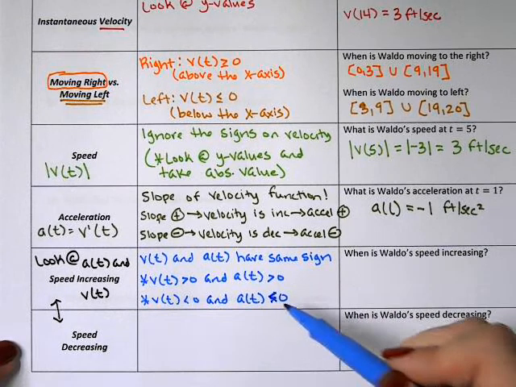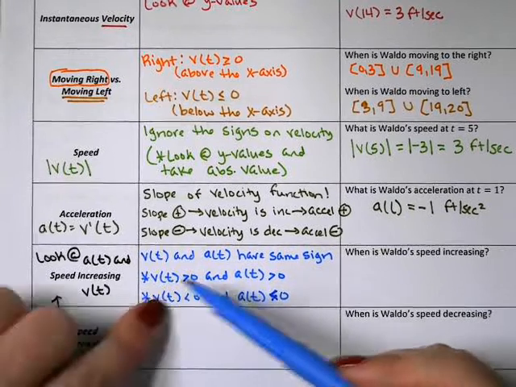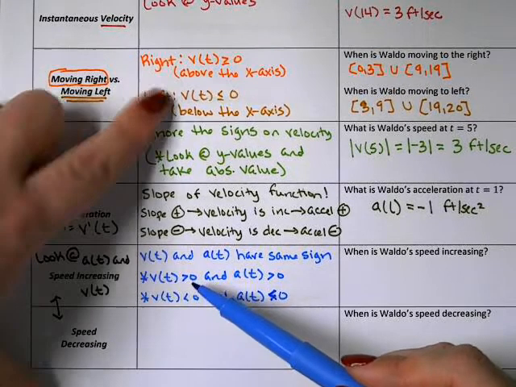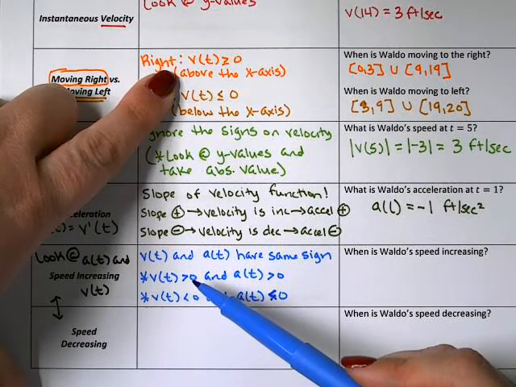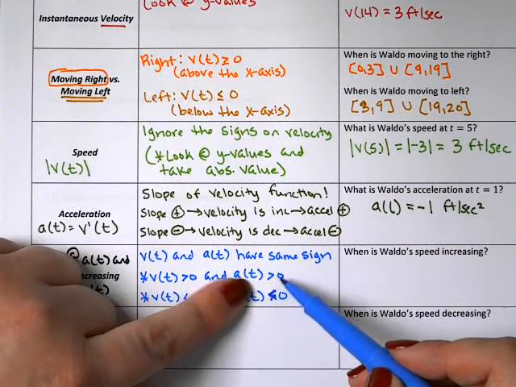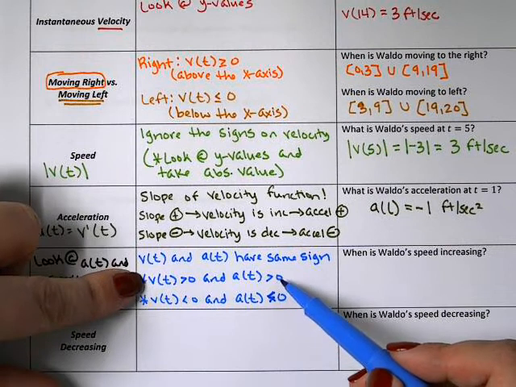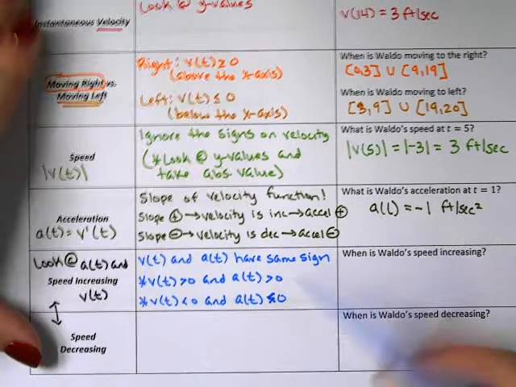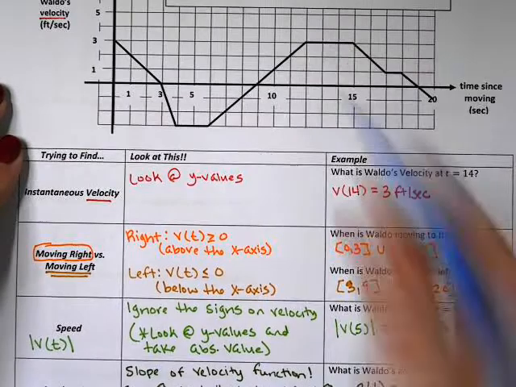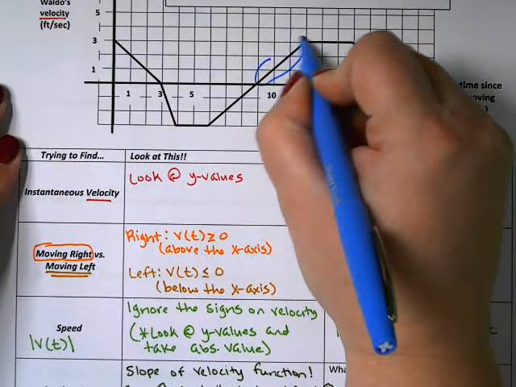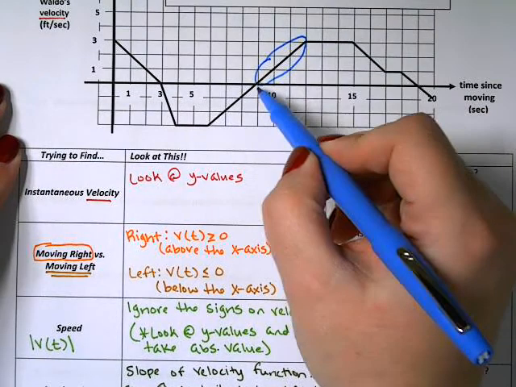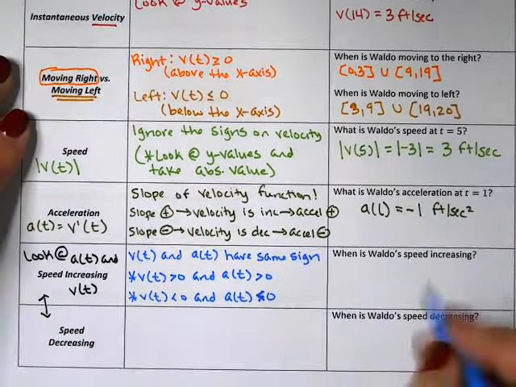So let's see if we can find this on the graph. Velocity is positive. Well, we said that means we're looking for above the x-axis. And the acceleration is positive. That means we're looking for a positive slope. So anything that's above the x-axis and has a positive slope would be right here. So definitely from 9 to 12, his speed is increasing.